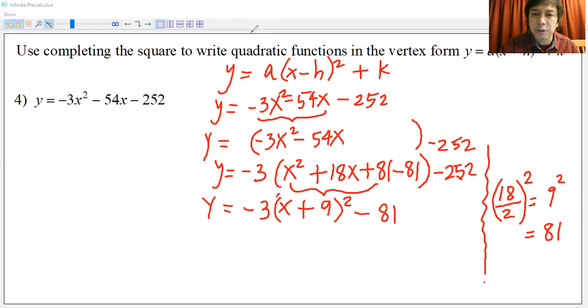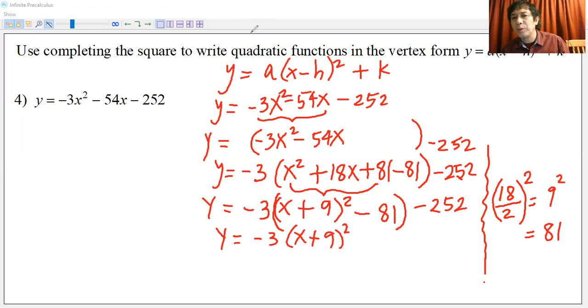And our parentheses will be there, okay? All right. And so we have that minus 252. And then we shall now distribute the negative 3 back, okay? We will have negative 3 times (x plus 9) squared. And then that will be how much? Positive 243, okay? 243 positive, and then minus 252.